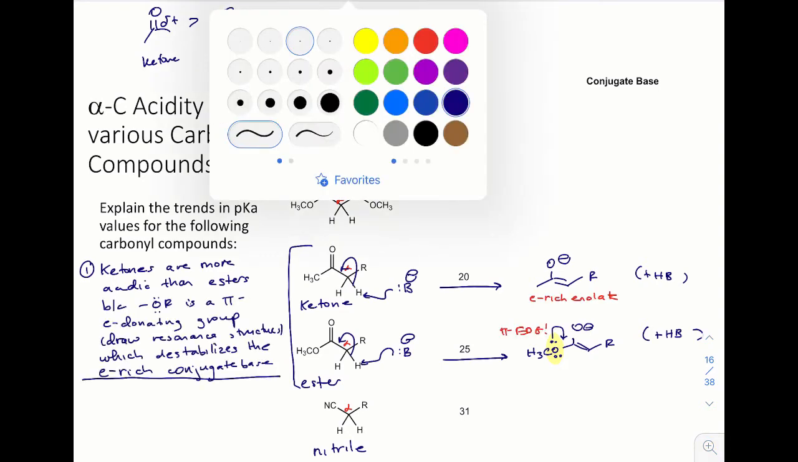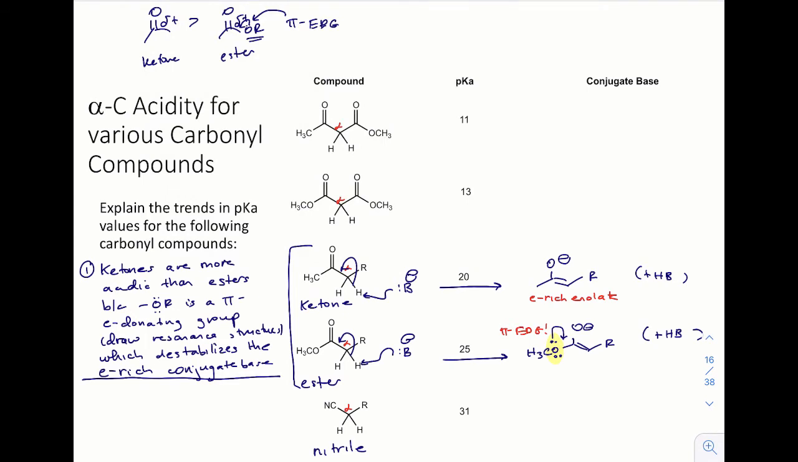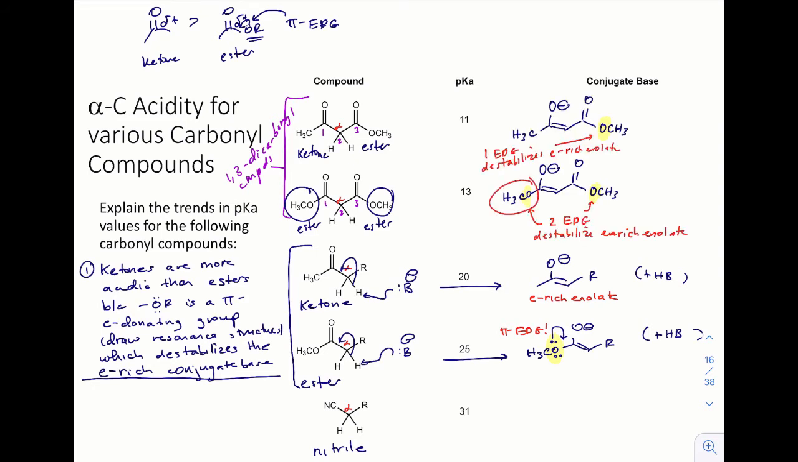We see this trend of ketones being more acidic than esters, even with the 1,3-dicarbonyl compounds. These are called 1,3-dicarbonyl compounds because the two carbonyls have a 1,3 relationship. The keto ester has a lower pKa value than the diester. Okay, so for the diester, there are two electron donating groups that will destabilize its conjugate base relative to the keto ester. The two electron donating groups in the diester destabilize this enolate relative to the enolate of the keto ester, which only has one electron donating group.